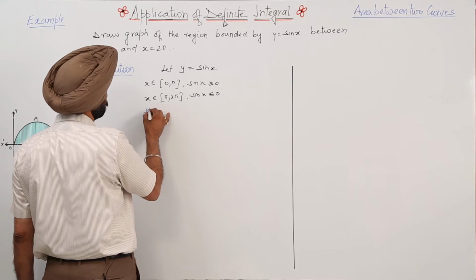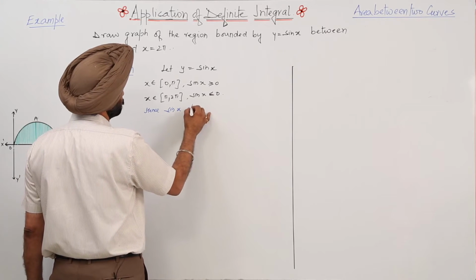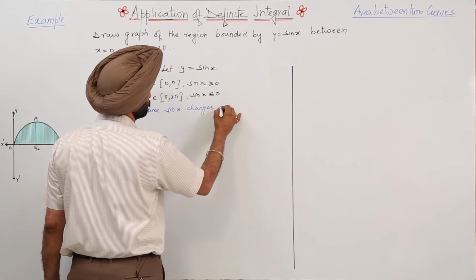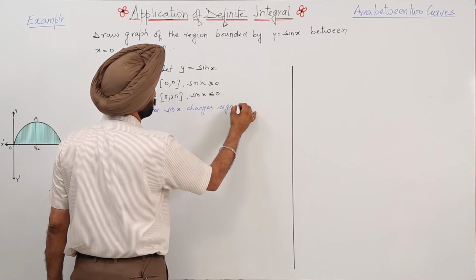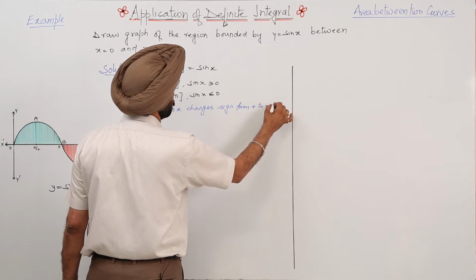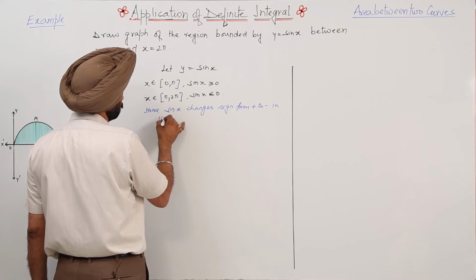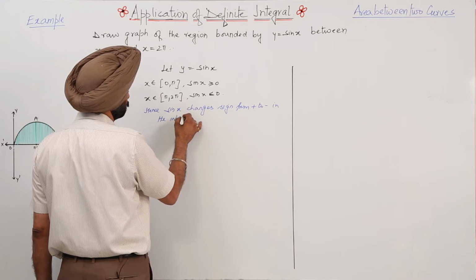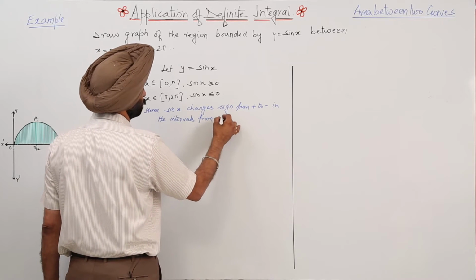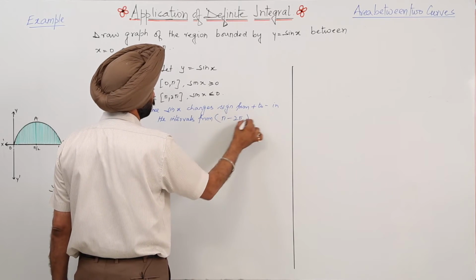Hence, sin x changes sign from positive to negative in the interval from pi to 2 pi.